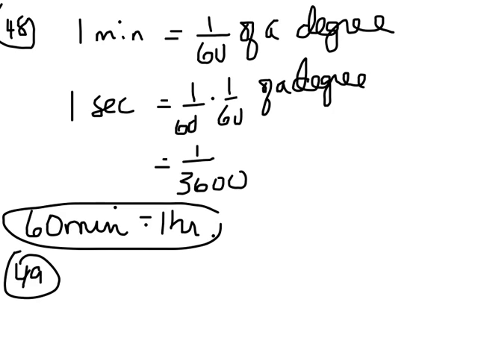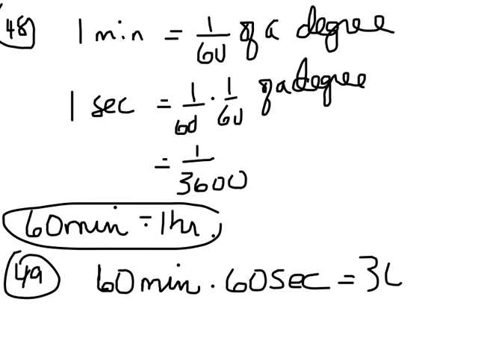Okay, and then 49 is the last one in this section. How many seconds are there in 1 degree? Well, I already answered that above. If there's 60 minutes in 1 degree and there's 60 seconds in 1 minute, there's 3,600 seconds in 1 degree. It's just like, think about hours, how many seconds are in an hour, same idea here. Okay?